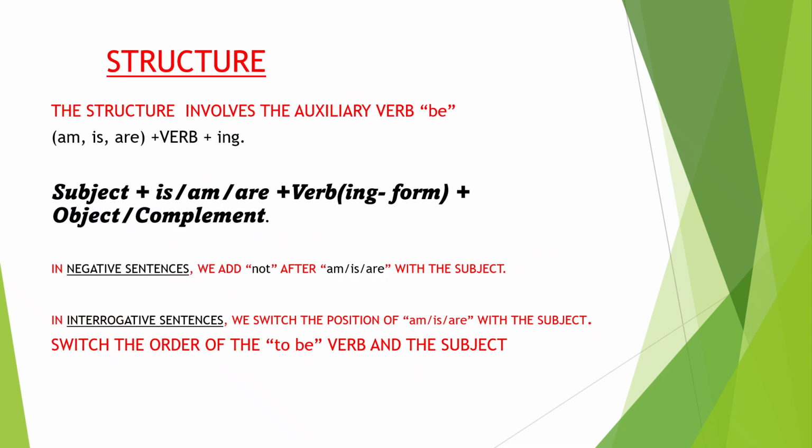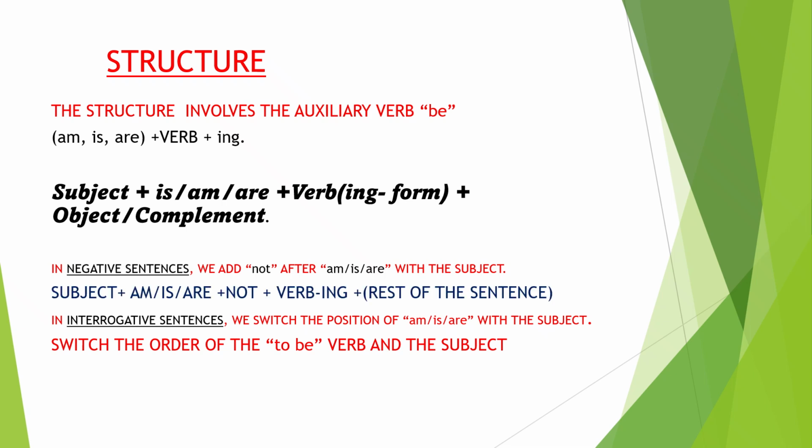To understand the structure of the sentence is very important to do this translation correctly. In English, the present continuous tense has the following structure. It involves the use of auxiliary verbs is/am/are with verb ing form, also known as fourth form present participle. So the sentence would be like subject plus is/am/are, ing form of verb, and object or complement according to the requirement and context. In negative sentences, we add not after is/am/are. In interrogative sentences, we switch positions of is/am/are with the subject.